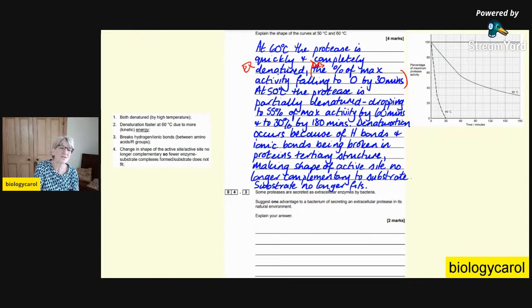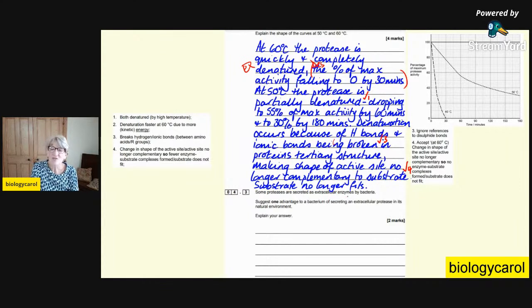Now, personally, I wouldn't actually agree with mark point one. I understand that they're both partially denatured, at least, but funnily enough, I didn't give myself mark point one. I did give myself mark point one. Of course I did. Yes, because I'd said that they were both denatured. What I failed to do on this question is actually note that the denaturation is much faster at 60 degrees. My bad. Silly old me for forgetting it. So here is mark point three and here is mark point four. I got three out of the four marks, which frankly, I'm quite happy with.